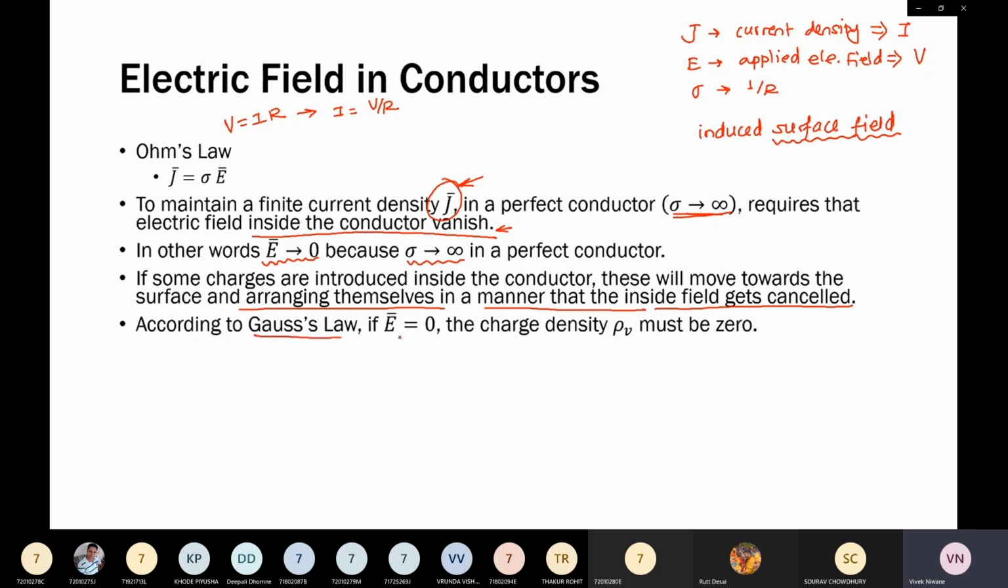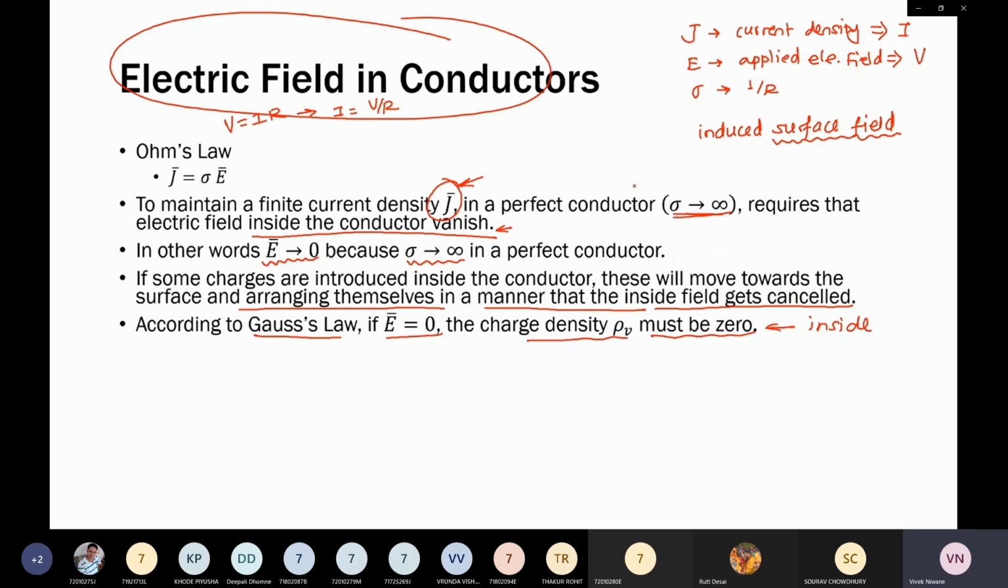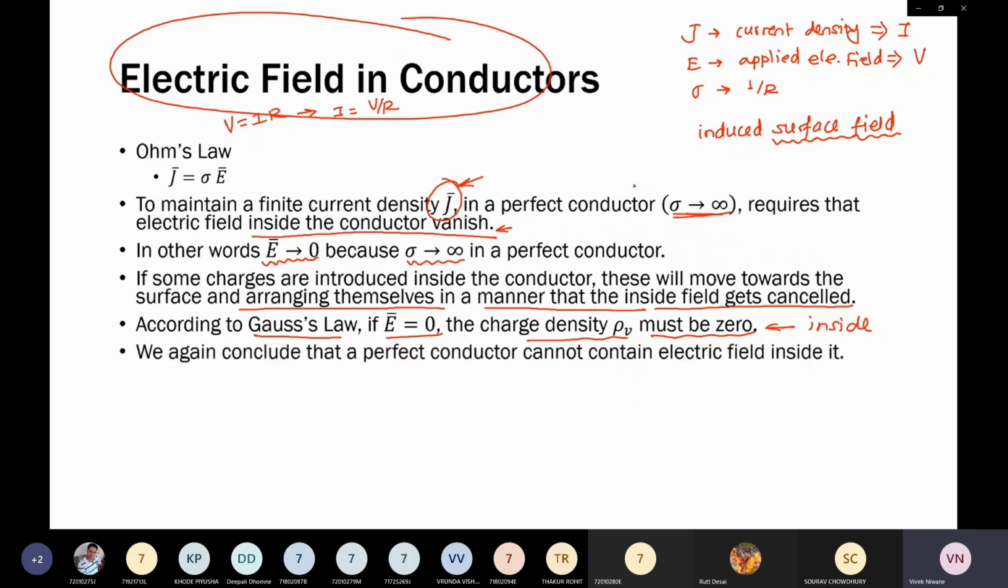According to Gauss law, if we say that E bar is equal to 0, then the charge density rho v must be 0, where once again we are talking about the electric field inside. That is our topic, electric field inside the conductor. We again conclude that a perfect conductor cannot have electric field inside it. So this is very important for a perfect conductor, for which conductivity tends to infinity, electric field inside it is zero. Therefore, according to Gauss law, volume charge density is equal to zero.